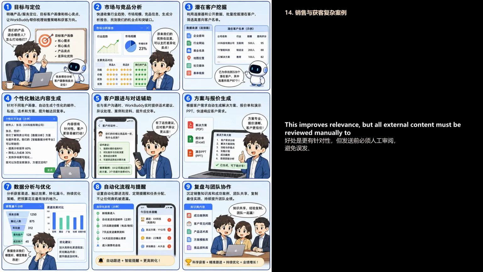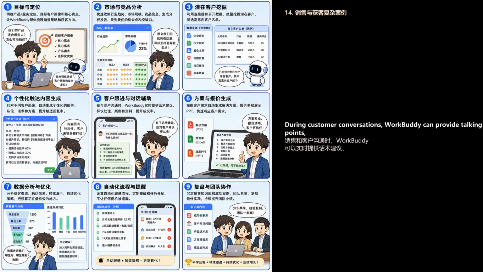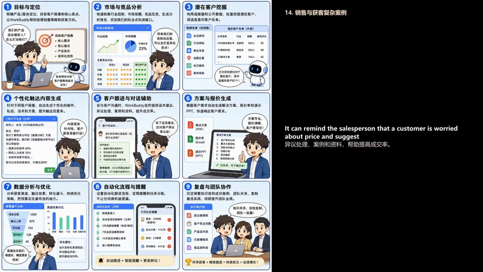The fifth step is customer follow-up and conversation assistance. During customer conversations, WorkBuddy can provide talking points, objection handling, cases, and materials to improve conversion. It can remind the salesperson that a customer is worried about price and suggest emphasizing long-term value and ROI.